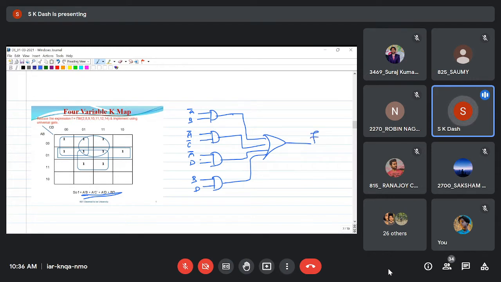I want to implement this using the help of NAND gate. So what to do? I can use bubbles here. If I use bubbles, AND becomes NAND. But I cannot use just one bubble. To compensate for that, I need to use another bubble here. So now this OR gate becomes bubbled OR. What is bubbled OR? Bubbled OR is same as NAND.